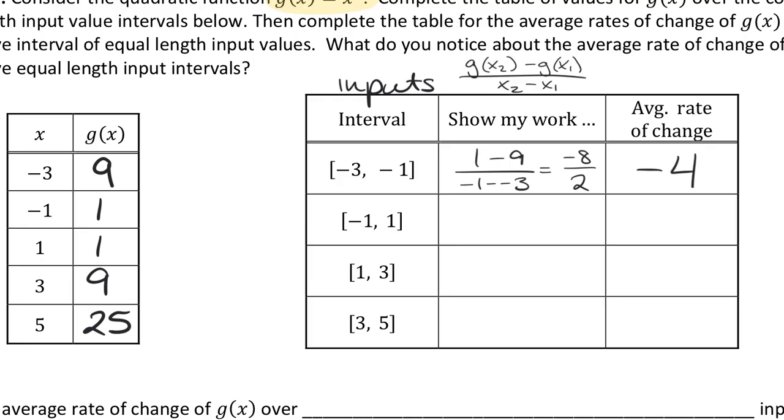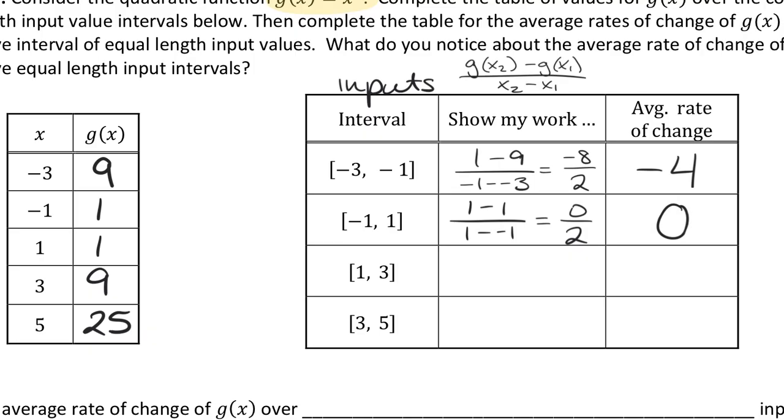So we have average rate of change again between -1 and 1, so I'm using these numbers this time. The output at 1 is 0, the output at -1 is not 0. Wow, what am I doing? The output is 1. If we compute this, this is 0 over 2. What is 0 over 2? 0.